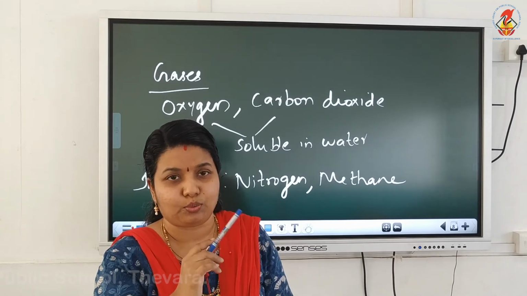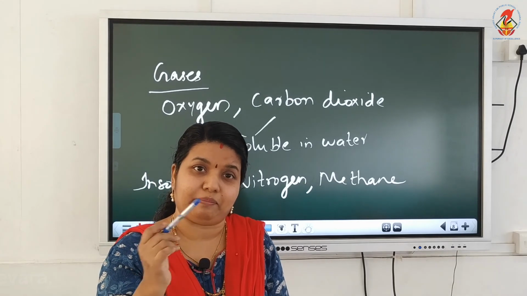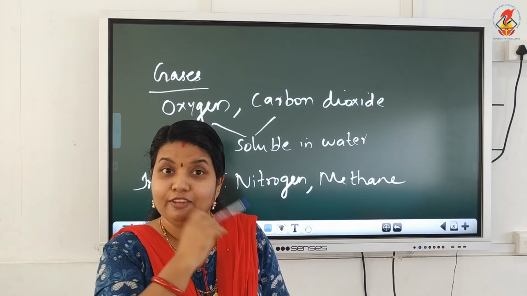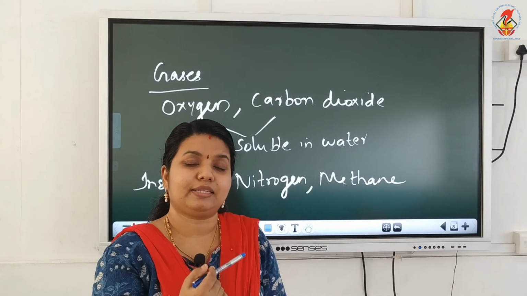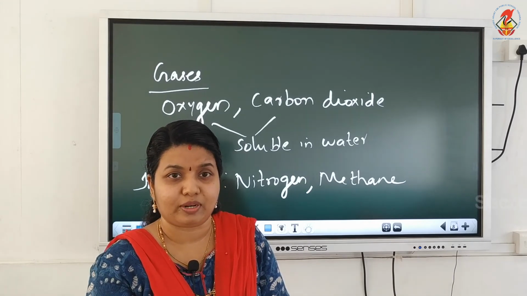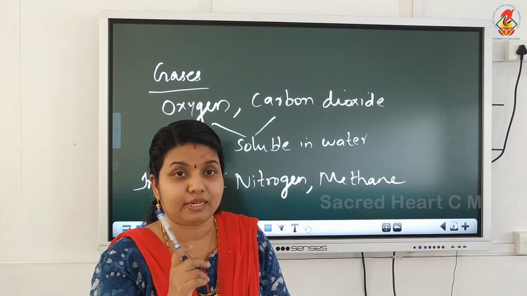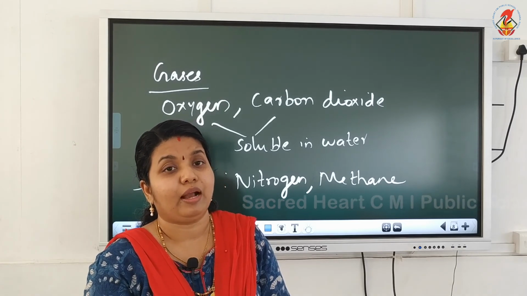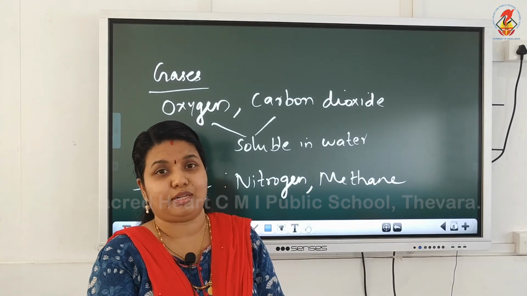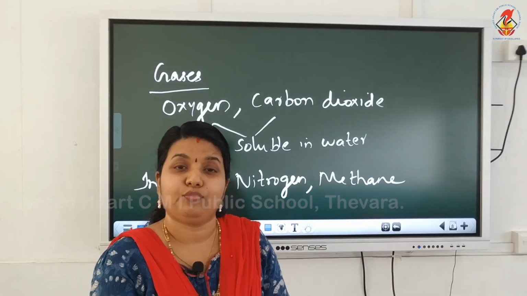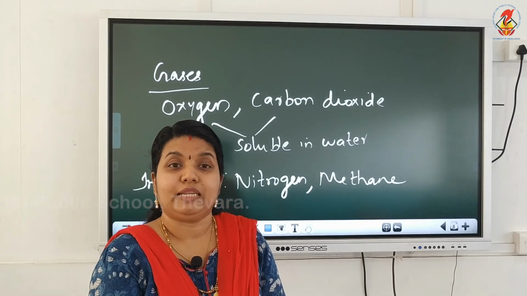Now liquids which are soluble in water: lemon juice, vinegar. Liquids which are insoluble in water: mustard oil, coconut oil and kerosene. We classify them as miscible liquids and immiscible liquids. And now gases are also, soluble gases are there, insoluble gases are there. Two soluble gases are oxygen and carbon dioxide. Oxygen dissolved in water is used up by aquatic plants and animals for their respiration. Carbon dioxide dissolved in water is used up by aquatic plants for their photosynthesis.